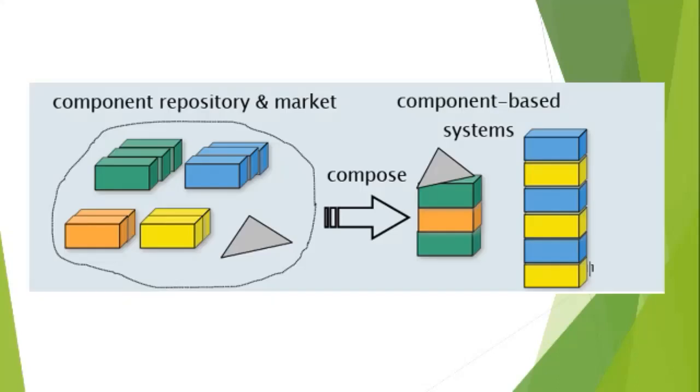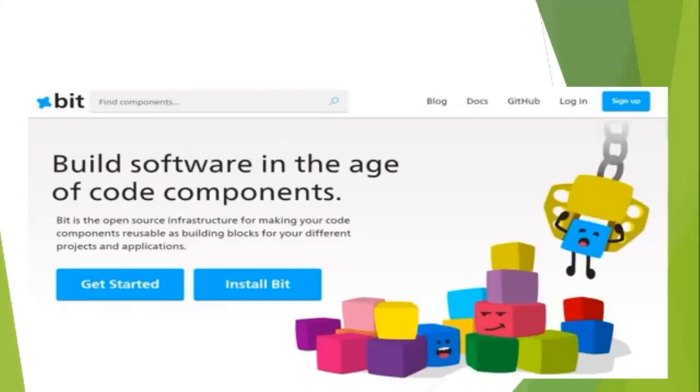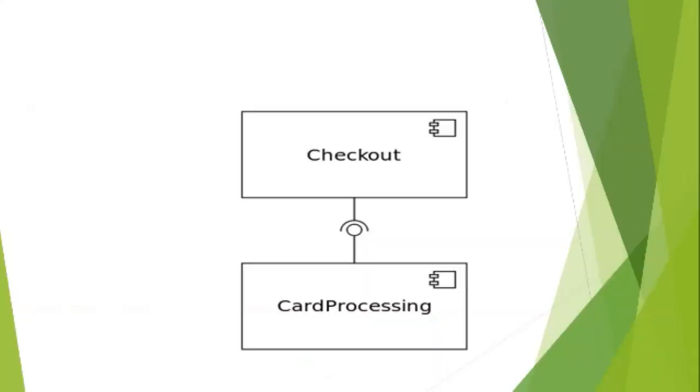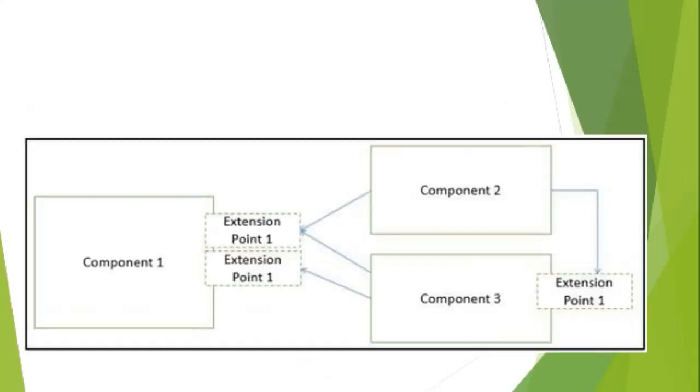Here is the component repository and market composed component-based system. Build software in the age of code components. Get started, install bit. Here, checkout and card processing is carried out. Friends, this is the diagrammatical representation where there are component 1, 2 and component 3, and an extension point 1. These are connected to each other.